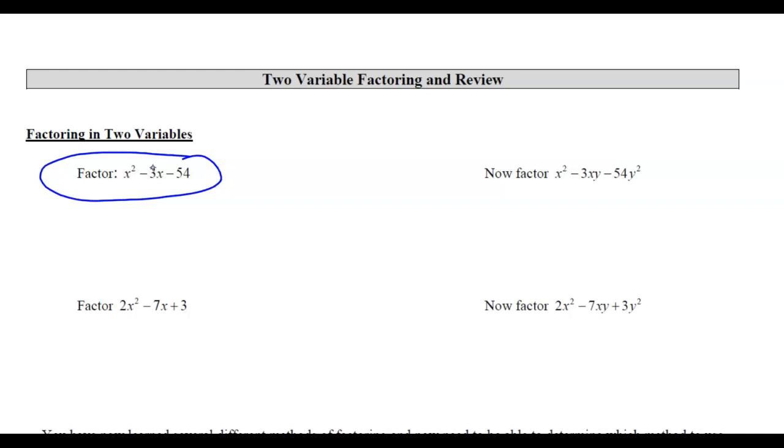Two numbers that multiply to negative 54, add to negative 3. Get out your calculator if you need to. Find factors of 54. Okay, hands up. Who has that factor? You can tell me what it is back. William? Good. X plus 6, x minus 9.